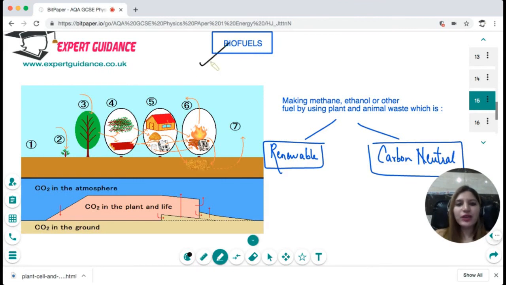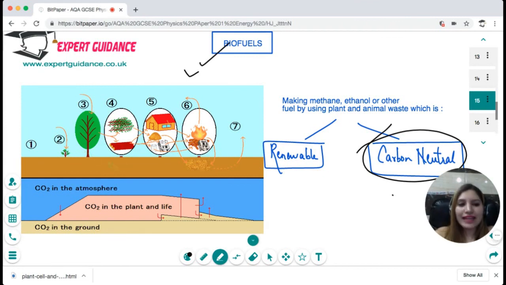Now, biofuels are also another promising option for the future, where we use plant resources to generate fuels like ethanol or methane. Although methane and ethanol produce greenhouse gases when they are burned, we call them by the term carbon neutral. Now, what is this phenomenon of carbon neutral?